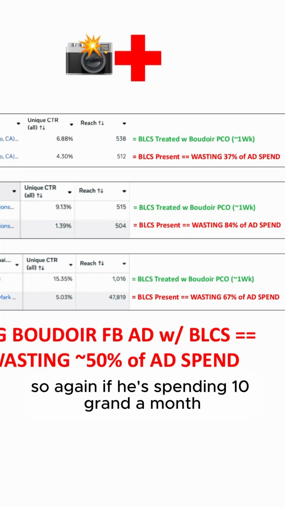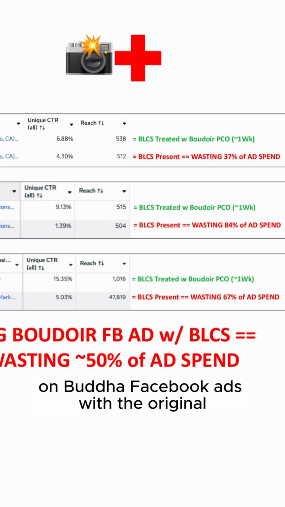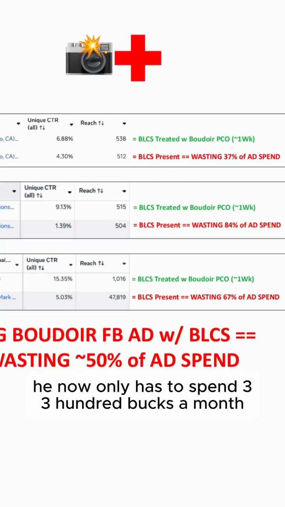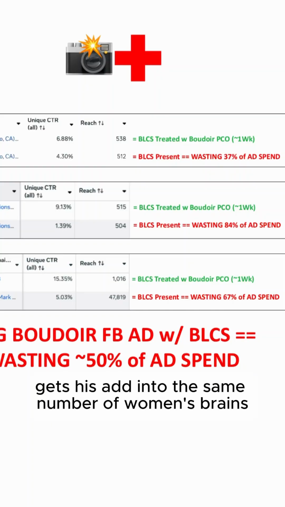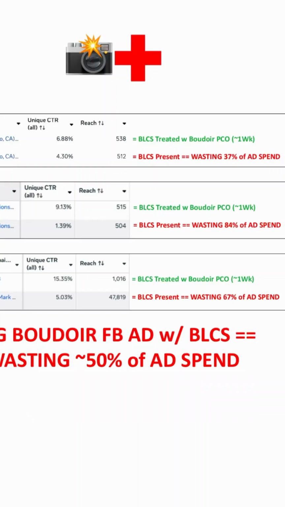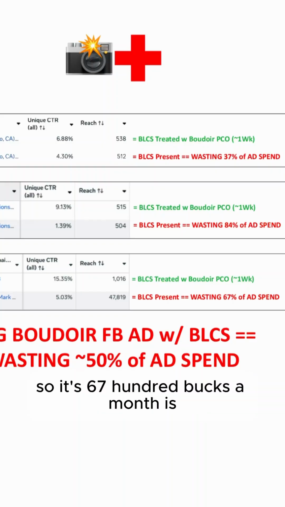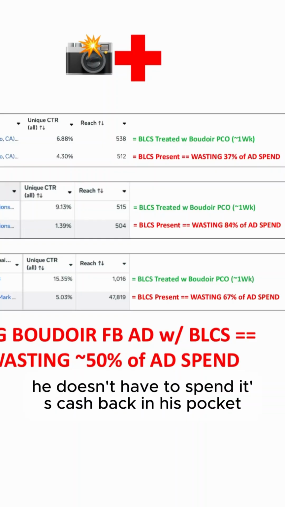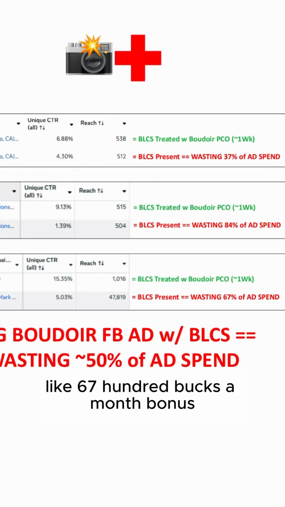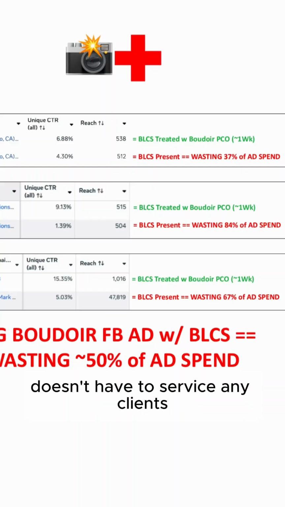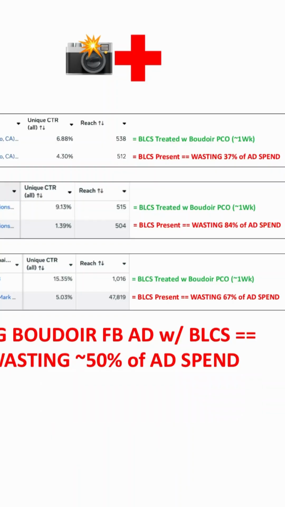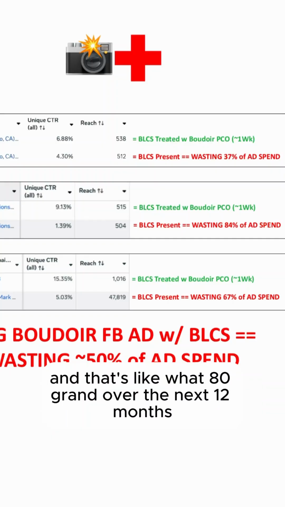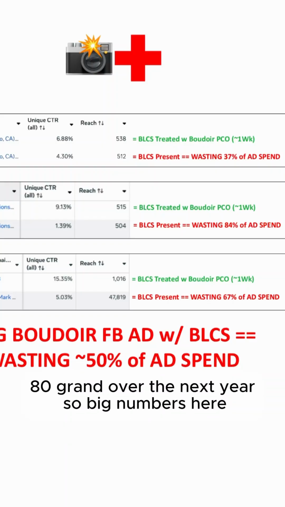So if he's spending 10 grand a month on Boudoir Facebook ads with the original, he now only has to spend 3,300 bucks a month with the Boudoir Pico treated ad, and he gets his ad into the same number of women's brains. So it's 6,700 bucks a month he doesn't have to spend. It's cash back in his pocket, like a 6,700 bucks a month bonus. Doesn't have to service any clients. It's just from not being wasted. And that's like what, 80 grand over the next 12 months, 80 grand over the next year.